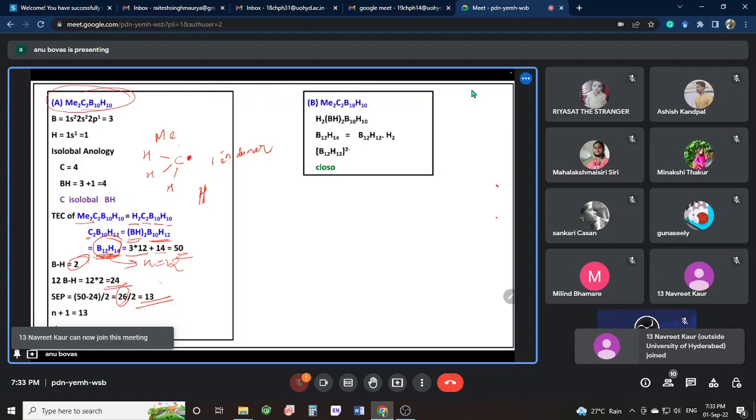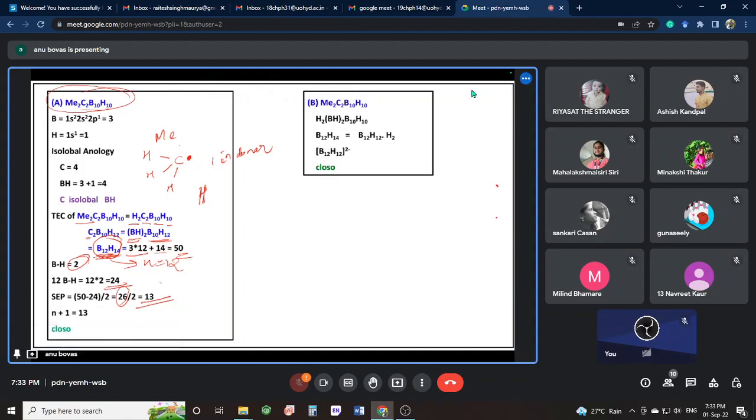Another method: I am solving every question with both methods, so that even if you forget one method, you can use the other. Whichever is easier for you, you can take that and solve the question whenever it is asked in GATE or NET or any competitive exam. Just keep in mind that you have to solve a particular question in less time so that you can solve more questions. So the other method for solving Me2C2B10H10 is that, similarly, we have replaced here.